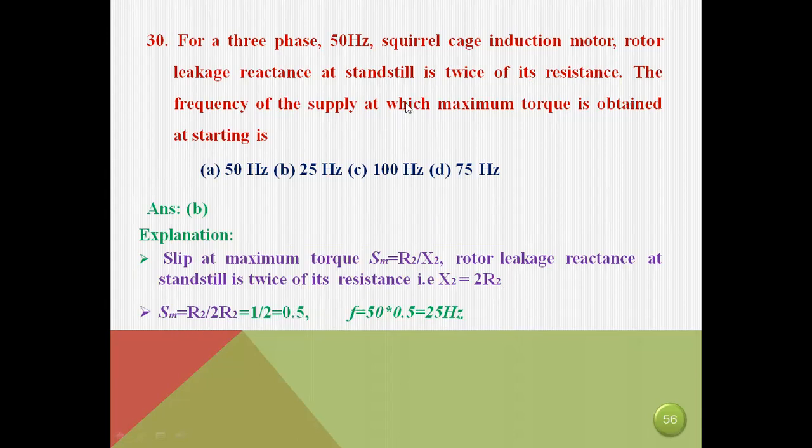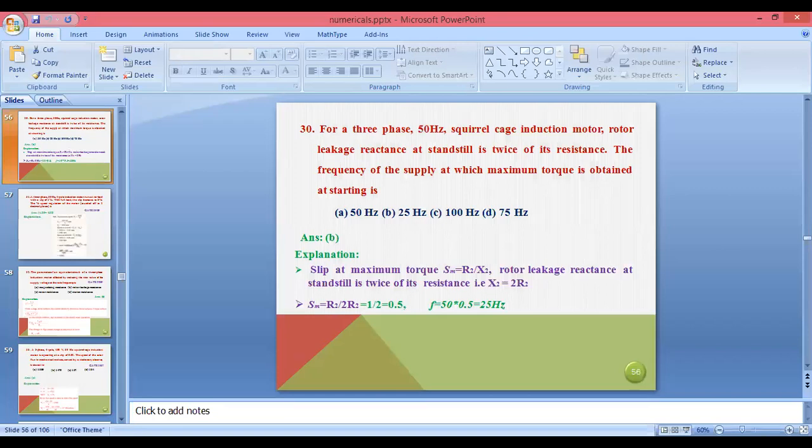Now, the frequency of supply at which maximum torque is obtained. Here you are supposed to find the rotor frequency. Fr equal to S into F. S we have solved as 0.5, and F they have given as 50. If you solve, you will get 25 Hertz. This type of question will also come in the unit test as well as in your theory paper. So if anyone is facing any issue regarding any numerical, if you are not getting it, you can ask.